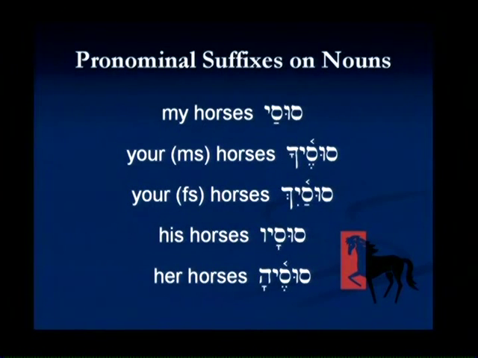Suseha. Her horses. Notice that instead of having the qamets hey, this is the hey and qamets. So we pronounce it ha on the end. Suseha. That's, again, something you have to get used to for the third feminine singular pronominal suffix. Sometimes it's ha, sometimes it's ah.